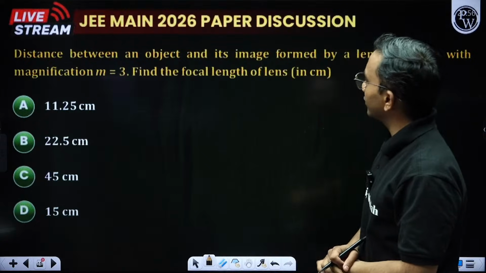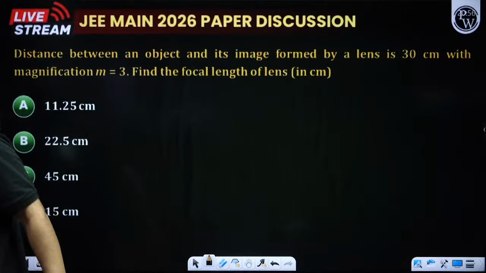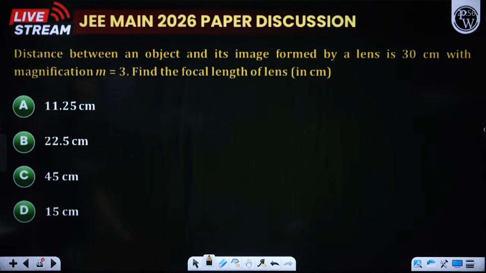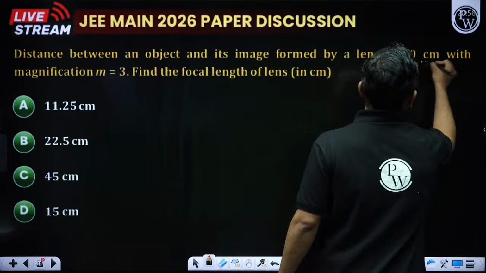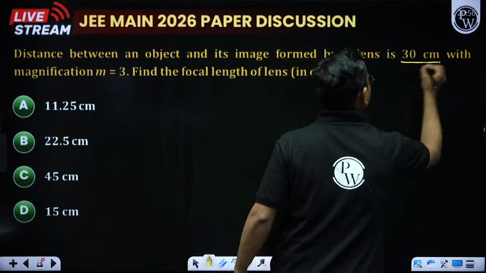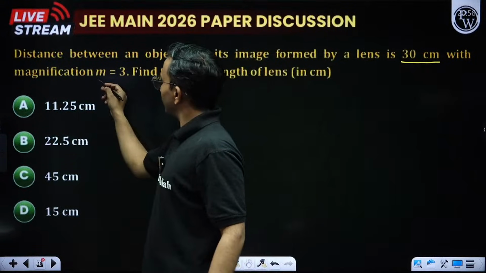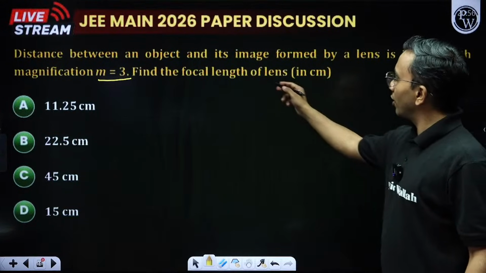This question is of ray optics, a very simple question. Okay, let us read it out. What is mentioned here? Distance between an object and its image formed by the lens is 30 centimeter. This distance is given to us, with magnification that is 3. Find the focal length of the lens.